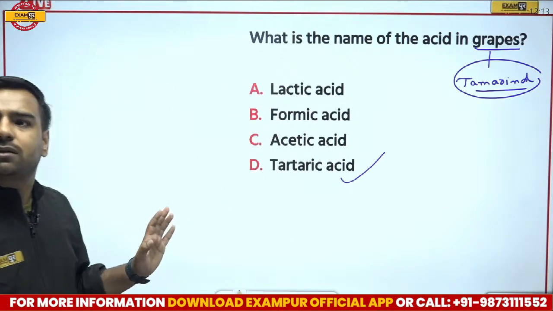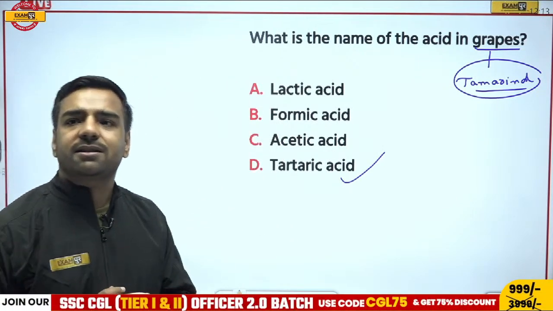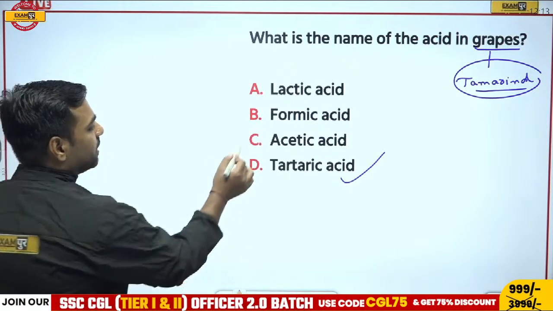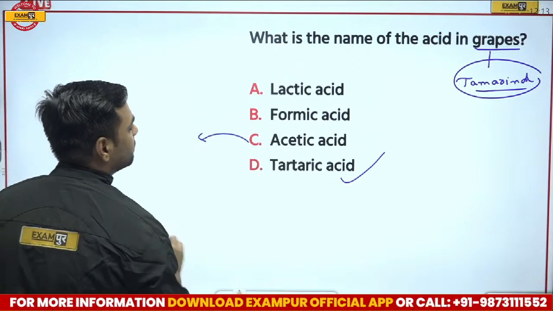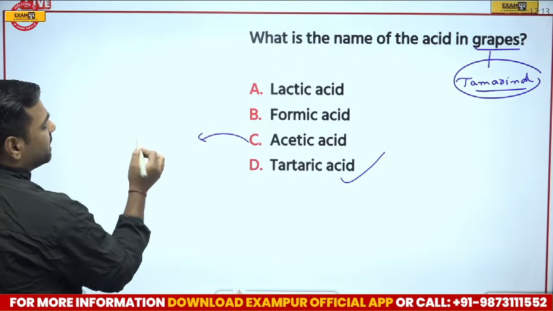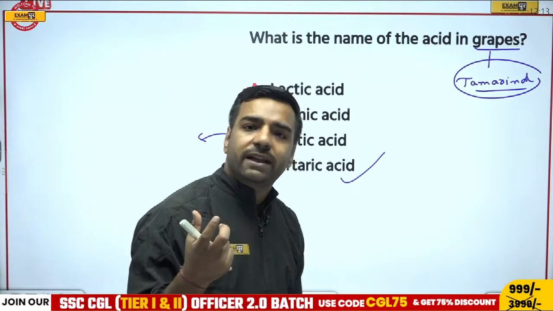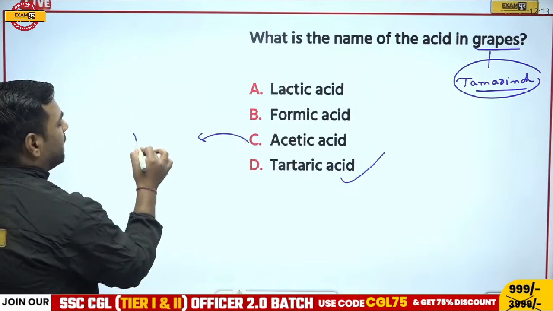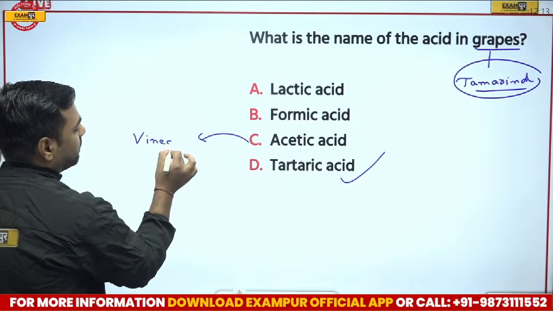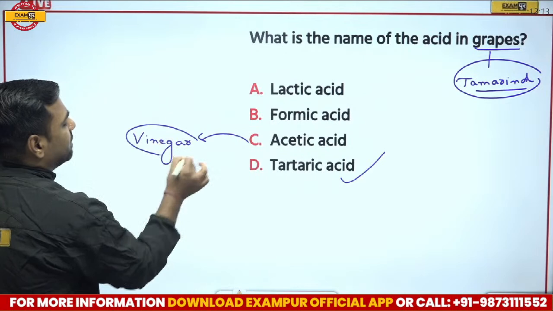Now, very good. Abhijit saying some milk will be lactic. True. If I talk about acetic acid, here you can talk about sirka, where we talk about vinegar. So I'll write here. When I talk about vinegar or sirka, we use it in making pickles.